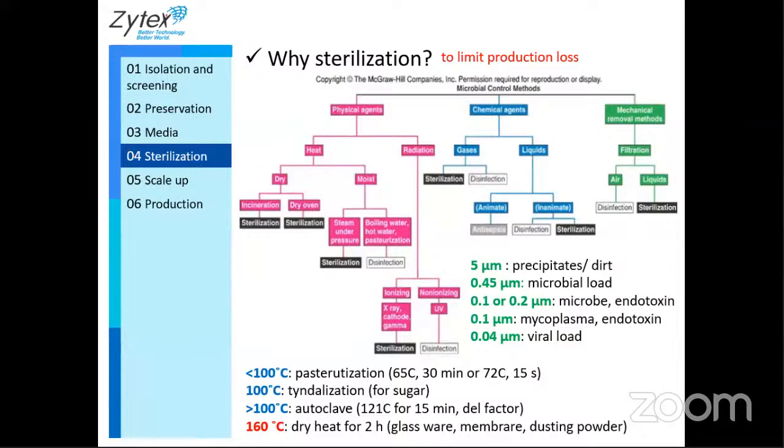Now, there are many substances which cannot withstand heat, and they are heat labile. So for those substances, we perform filtration. For filtration, I have grouped them. What is the pore size? For precipitates and clots, it's 5 micron. For microbial, mostly 0.45. But if you want absolutely pure, like vaccine-like substances, you need 0.1 or 0.2 micron, because most of the microorganisms cannot pass through 0.45 micron.